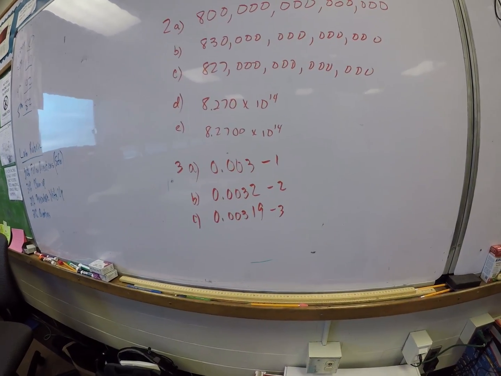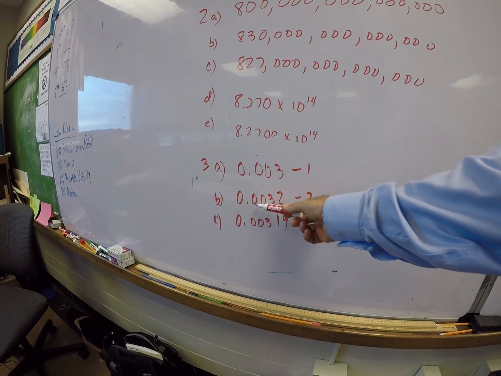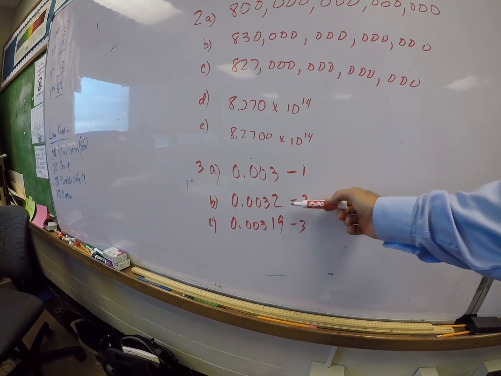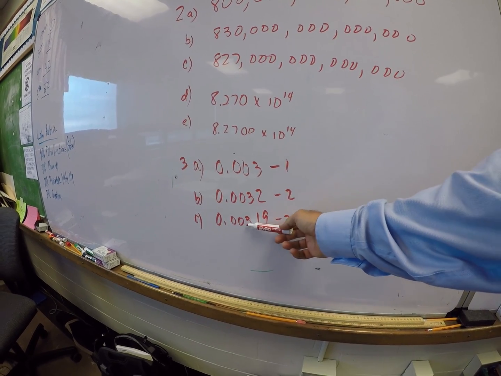So once again, you can see that these are placeholders. This is your first true number. Placeholders, 2 true numbers here. The 3 and the 2 are true. And then your placeholders and your 3 true numbers, 3, 1, and 9 are true.